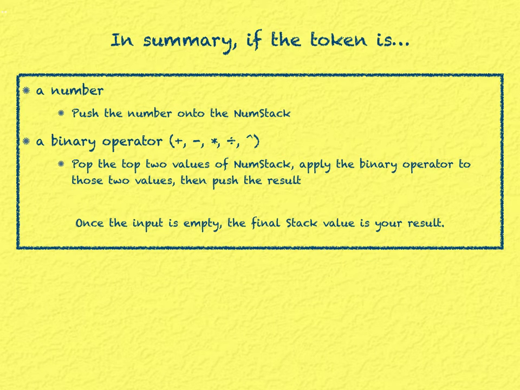So, in summary, as you process each token one at a time, if the token is a number, then simply push that number onto the num stack. If the token is an operator, then pop the top two values of the num stack, apply the binary operator to those two values, then push the result onto the stack. Once the input is empty, the final stack value will be your result.